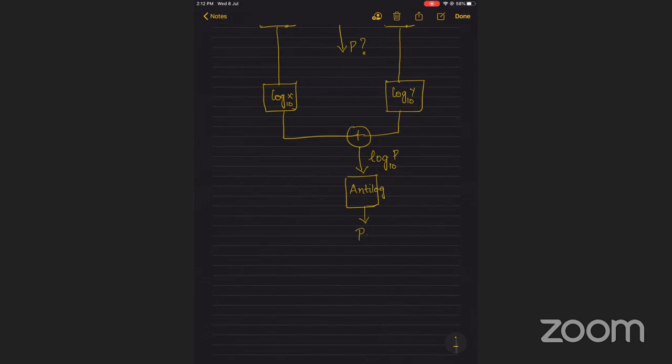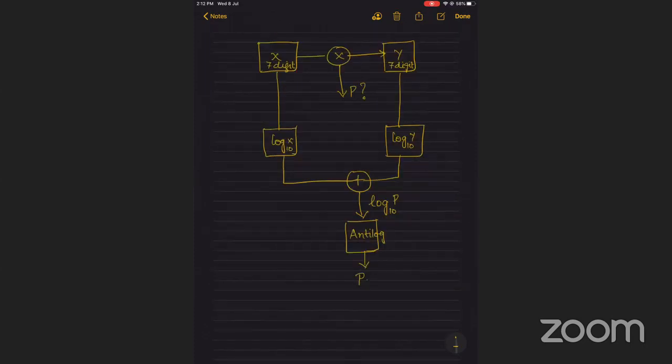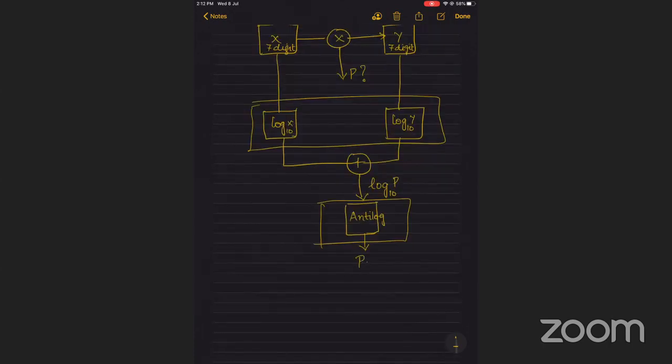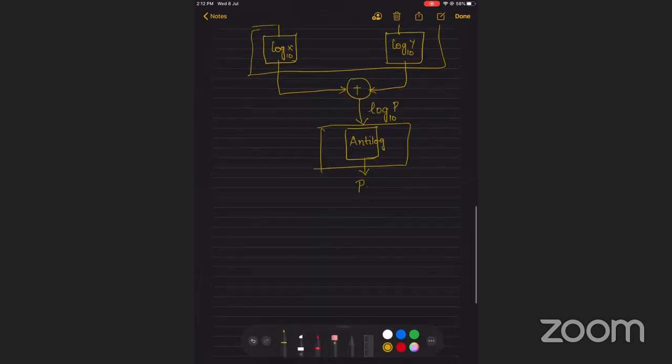Is that clear? So what have we done? We have done the forward process by taking the log, and then we did the reverse process, which is the anti-log. We basically converted the 7-digit numbers to other numbers so that the computation became easy for us. So what we see is that the logarithm is basically a transform.